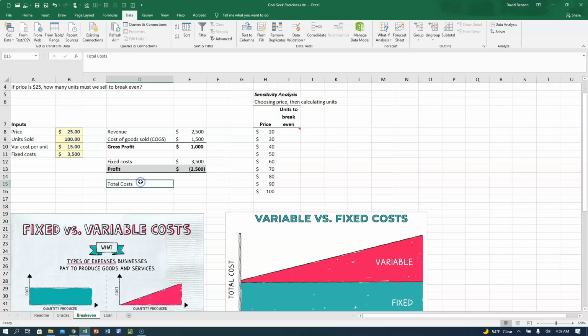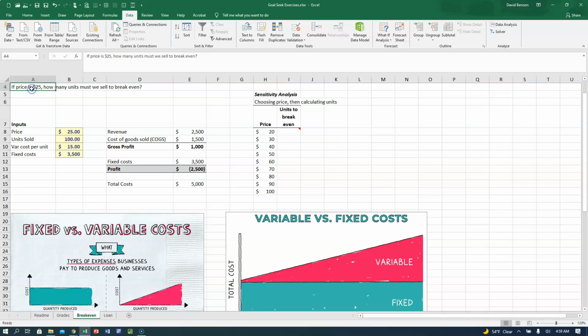And then down here, just so we can keep track of it, I'm also going to put in my total costs, which are going to be this cost of goods sold, my variable costs, plus my fixed costs. So equal to this $1,500 plus the $3,500. So I've got $5,000 worth of costs, and I had $2,500 in revenue, which is why I'm losing $2,500.